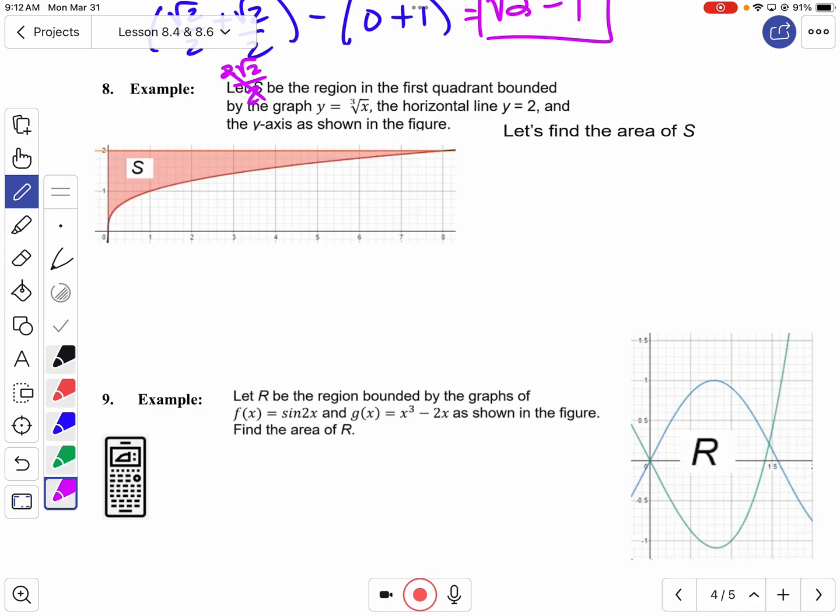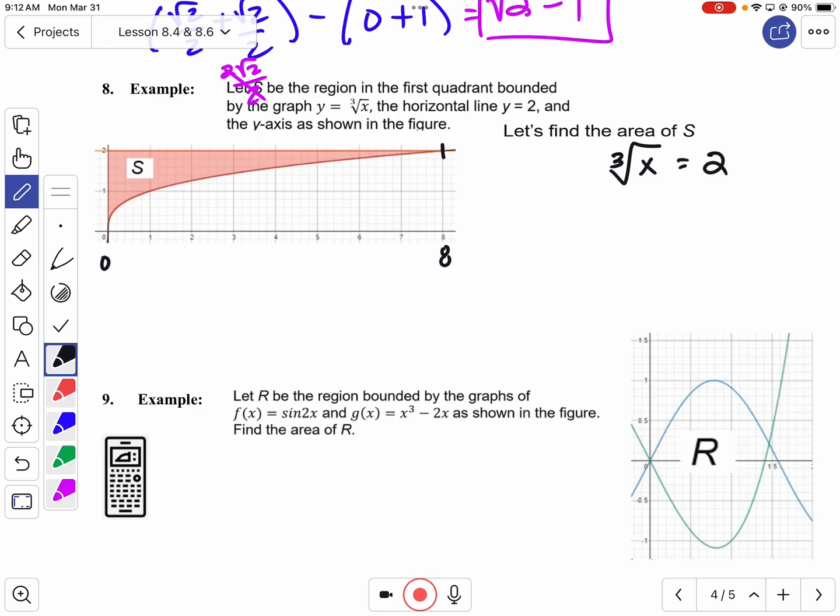So on this one, let S be the region in the first quadrant bounded by the graph of the cube root of x and the horizontal line y equals 2 and the y-axis, as shown here. Let's find the area of S. Where does this region start? 0. Where does it look like it stops? 8. Okay. Could we verify that and make sure?